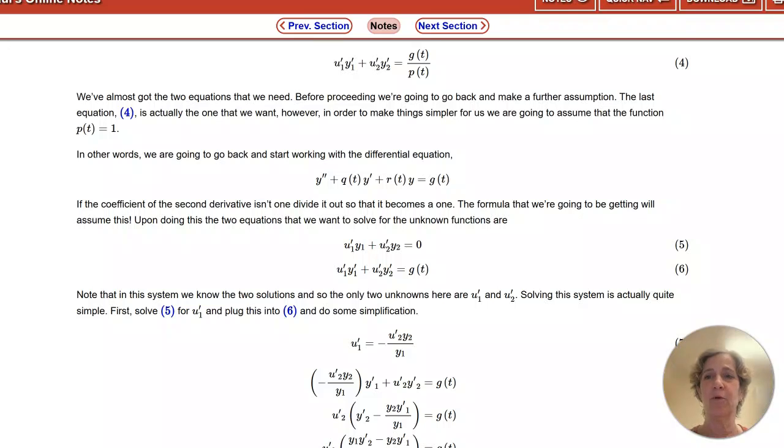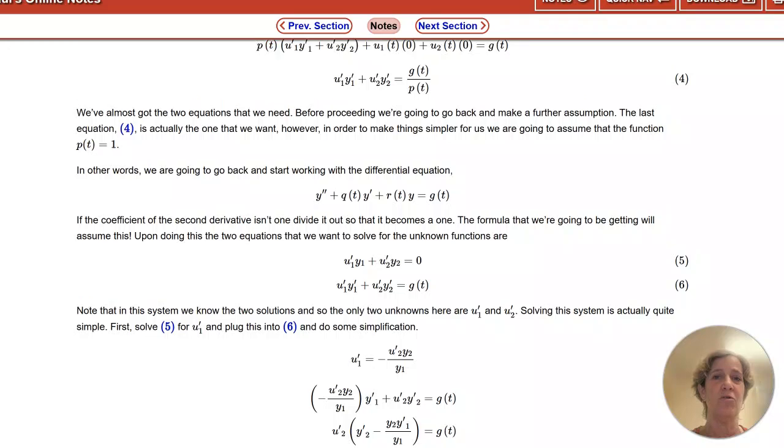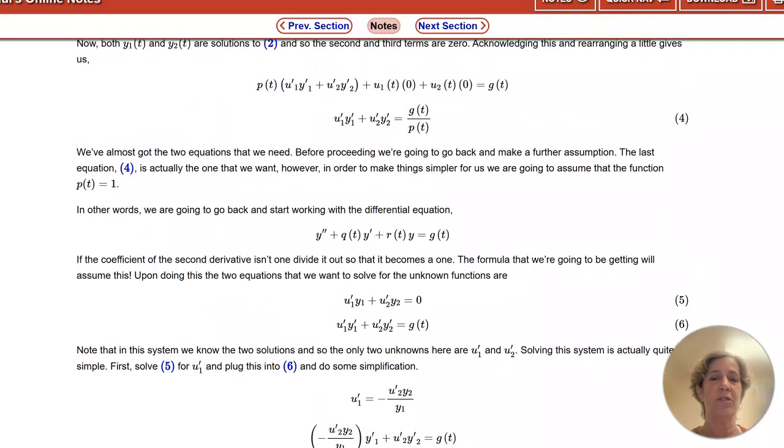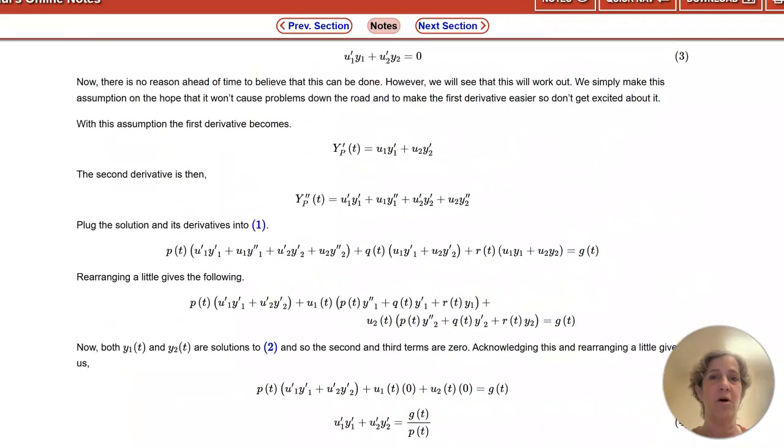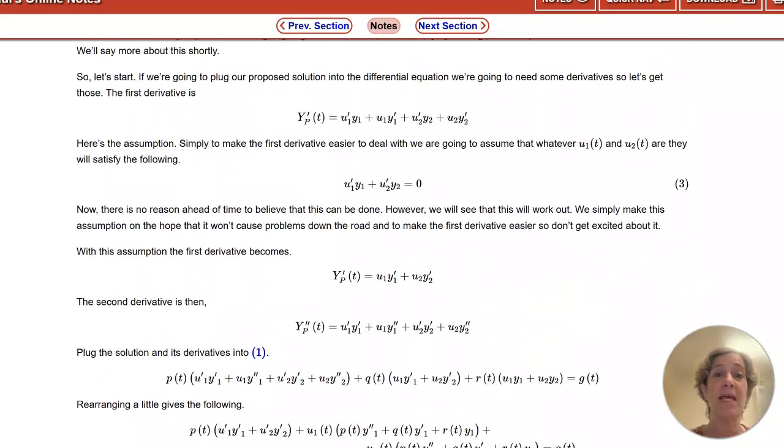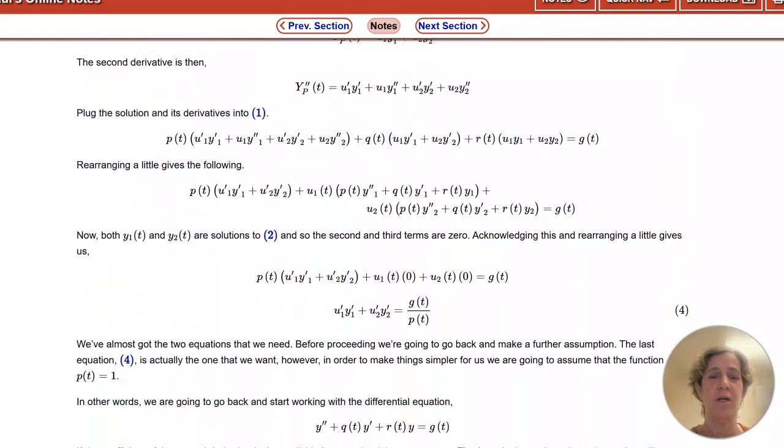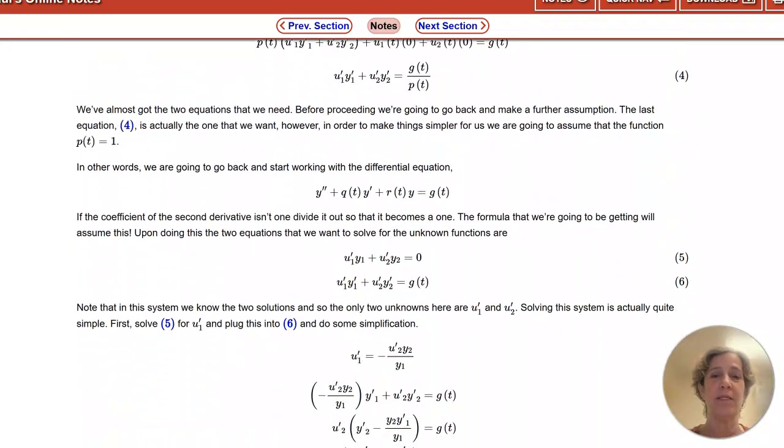However, in order to make things simpler, we're going to start with assuming that the lead coefficient is 1. So in other words, we're rearranging everything, which we can always do by dividing through by p of t. So he started out with letting there be some p of t being whatever, and now we're going to assume it's 1, which is an assumption we can always make work because I can always rearrange the equation so that that is in fact the case. So with that assumption, I can now simplify things to have this u1 prime times y1 plus u2 prime times y2 equals 0. If you recall, that was the assumption we said we made along the way to hope things worked out. So that needs to be true for our process to be true.